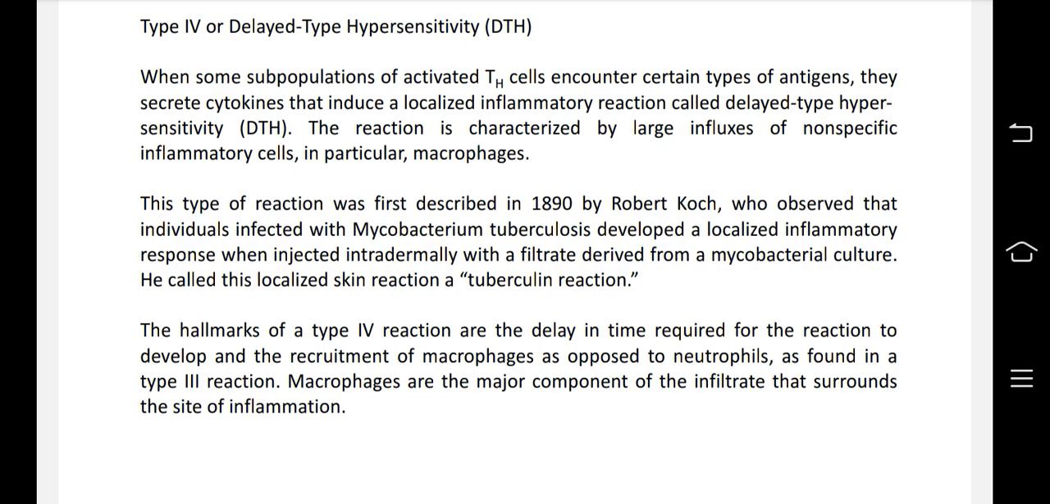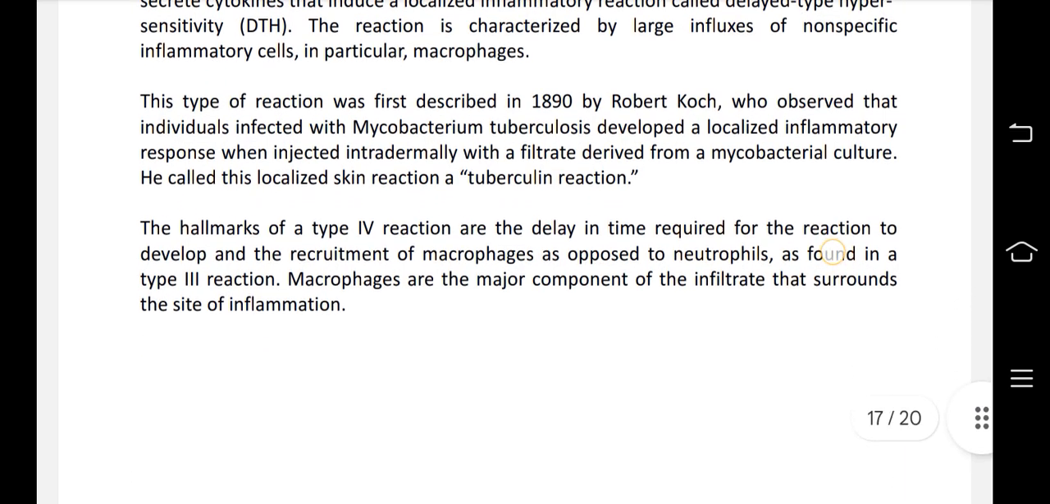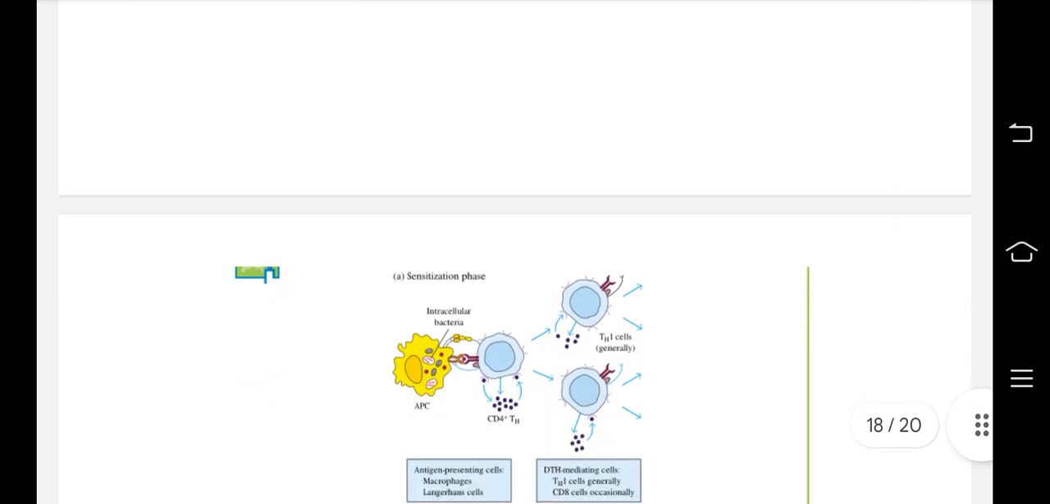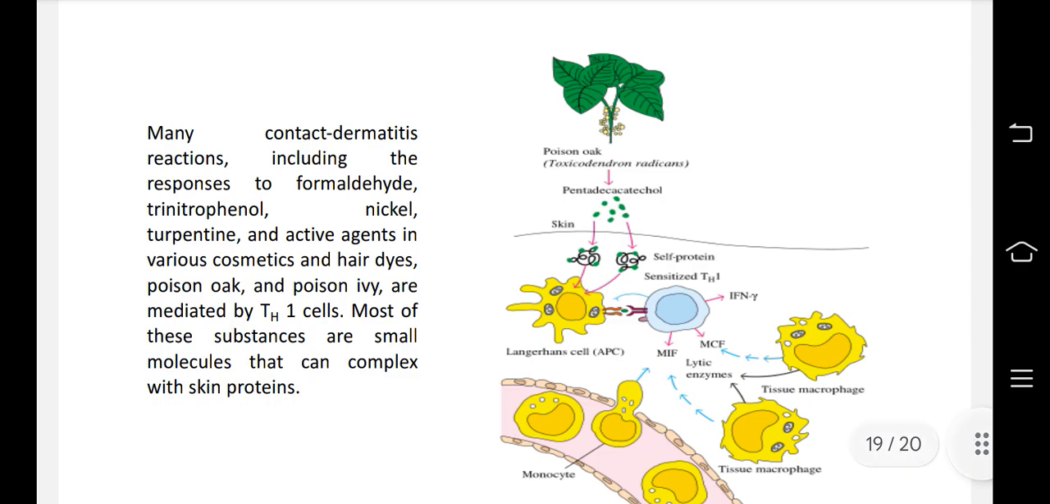The hallmarks of a type 4 reaction are the delay in time required for the reaction to develop and the recruitment of macrophages as opposed to neutrophils, as found in the type 3 reaction. Macrophages are the major component of the infiltrate that surrounds the site of inflammation. Many contact dermatitis reactions, including the response to formaldehyde, trinitrophenol, nickel, turpentine, and active agents in various cosmetics and hair dyes, poison oak and poison ivy, are mediated by Th1 cells. Most of these substances are small molecules that can complex with skin proteins.